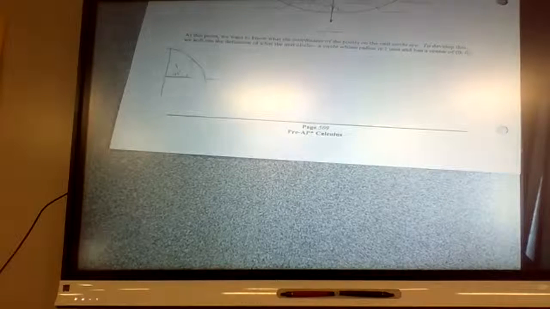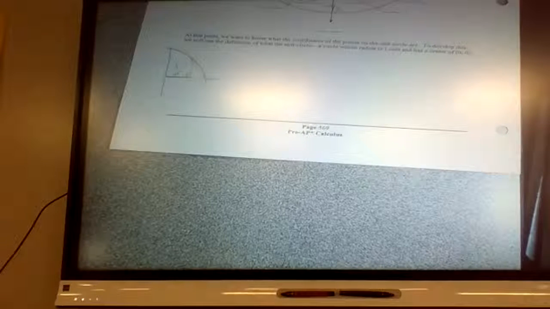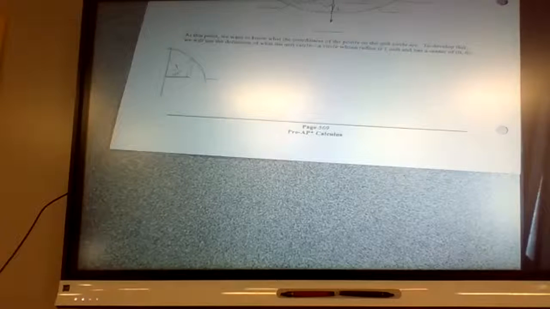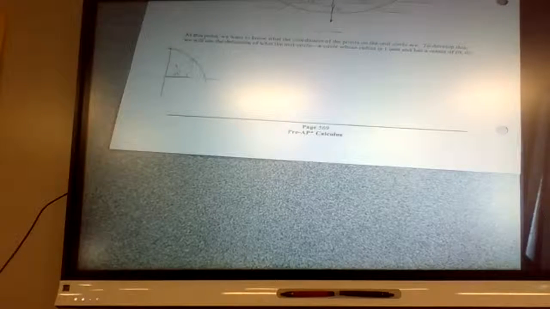Okay, remember your rules for 45, 45, 90s. This is x and this is x. This is x times the square root of 2. So 1 divided by the square root of 2. So right now we're saying that 1 is equal to x times the square root of 2, so I divide by the square root of 2.